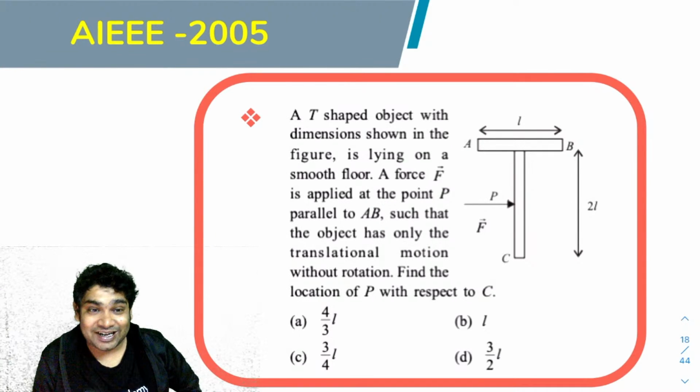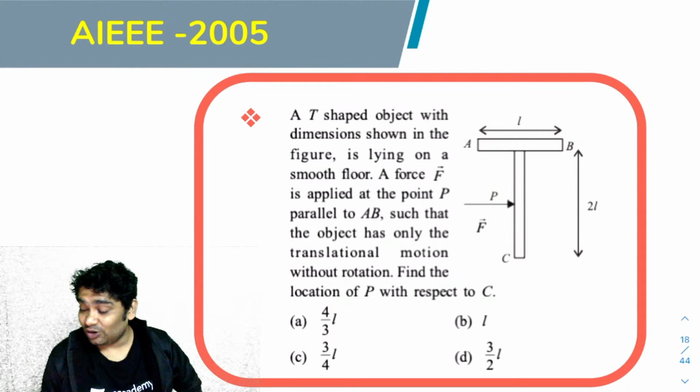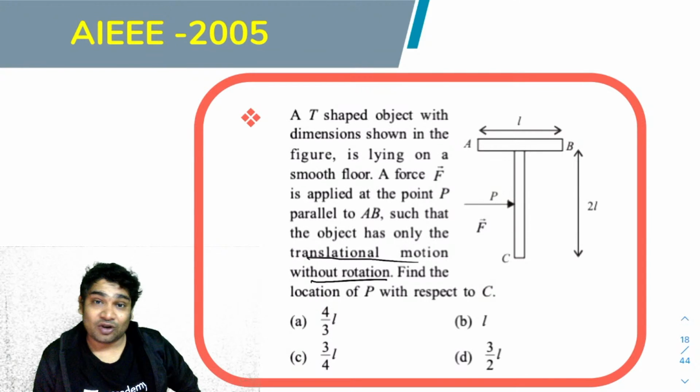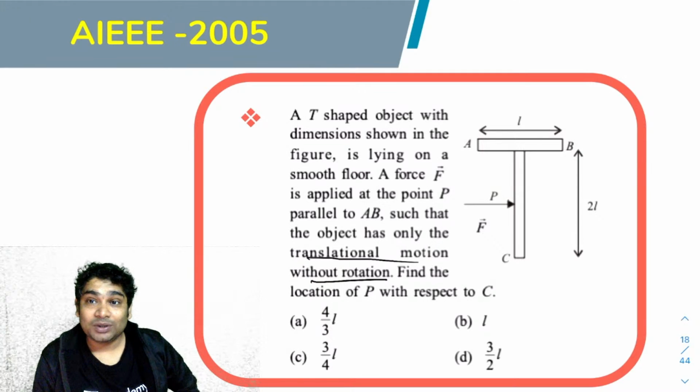Hello, Tanya, how are you? Such that the object has only translational motion without rotation. So pay attention to this. To find the location of point P. So any ideas how you would have done that? With respect to C, by the way, you have to say. With respect to C, where will the point lie?